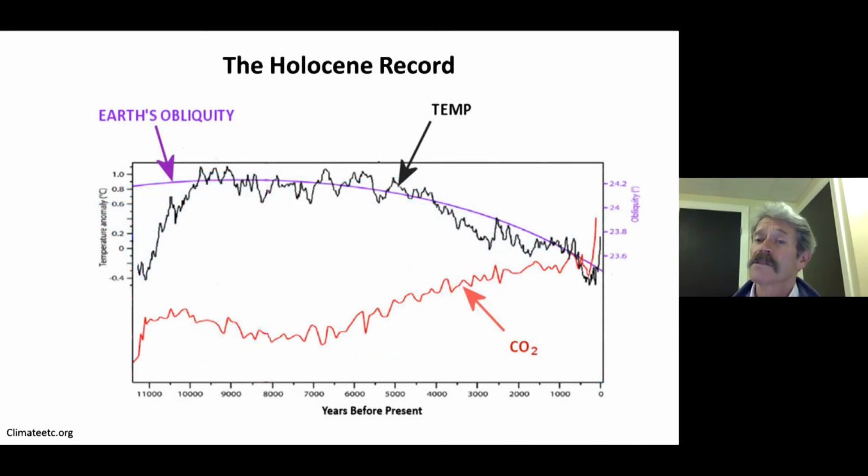This graph shows the last 11,000 years of Earth's temperature in black. The atmosphere, the CO2 concentration is in red. In this pre-industrial time, please note that CO2 is rising during the cooling period of the Holocene. Unusual. The temperature is following the purple arc of the obliquity or the tilt of the Earth's axis, not the CO2 in any way. Note that the hottest times show the lowest CO2 values, the inverse of greenhouse gas theory.